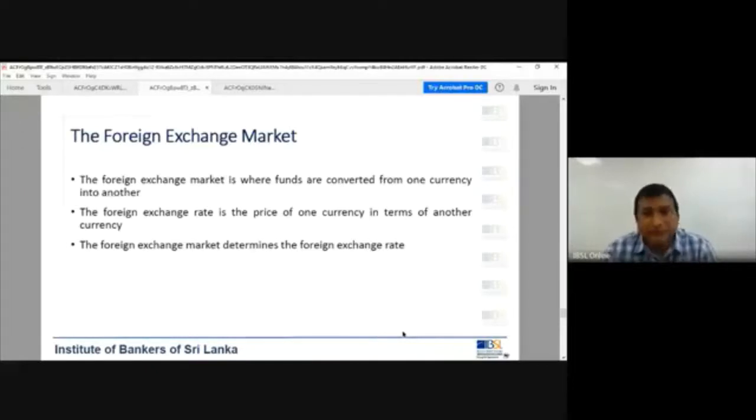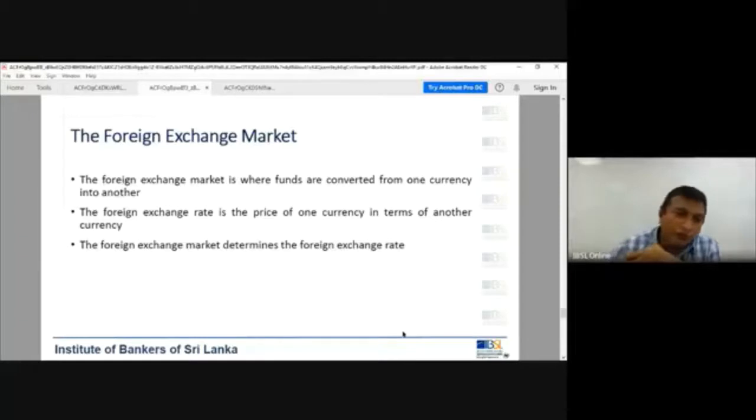It's not like a Sunday marketplace, or a kind of place where goods and services are exchanged. Here, foreign exchange markets are often electronic platforms in today's context. And what you do is funds are converted from one currency into another. So you have the US dollar, you convert that into Japanese yen, the European euro, the UK sterling pound, or for that matter the Indian rupee or Sri Lankan rupee. It's conversion. You make one currency into the other. So this is a foreign exchange market.